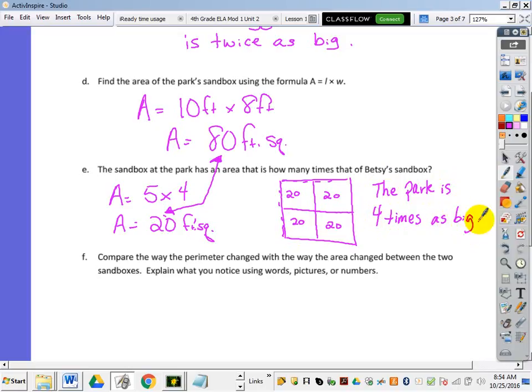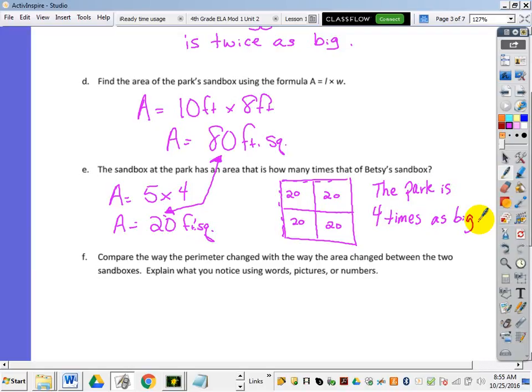Does it fit right there? Okay, we have another picture. It says here the sandbox of the park has an area that is how many times that of Betsy's sandbox? I'm going to say the park is 4 times as big. I thought it was double. But when you start drawing them in there, you're like, wait a minute. Just 2 of them would only make 40 square feet. It's 4 of them to get to 80. So if you double the perimeter, you quadruple the area.